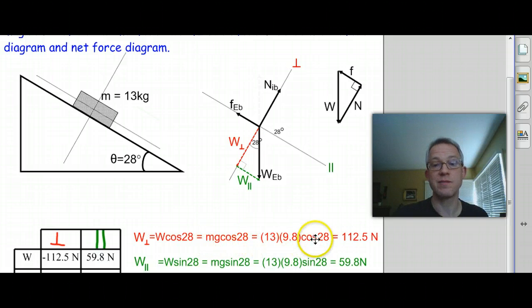And when we do the trig and do the math, 13 kilogram box or block times 9.8, the gravitational field strength, times the scaling factor, we get 112.5 newtons.